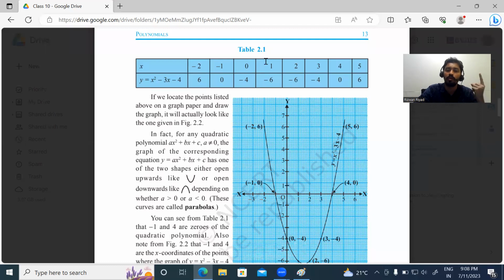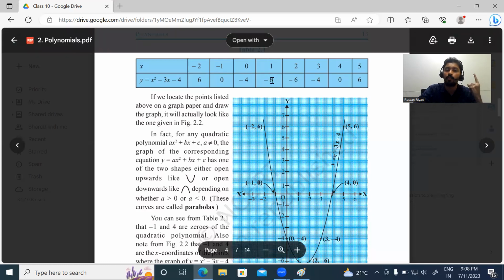If you put 0 for x, you get minus 4 as y. If you put 1 for x, the polynomial becomes minus 6. If you put minus 1 for x, the polynomial becomes 0, so here y is 0. If you put minus 2 for x, the polynomial becomes 6. If you put 3 for x, y is minus 4.